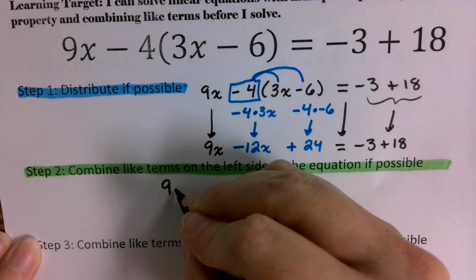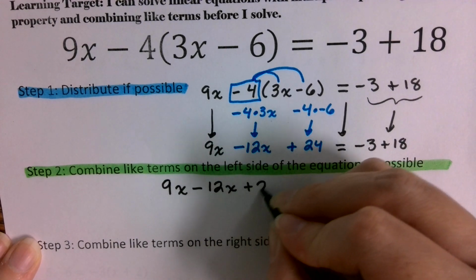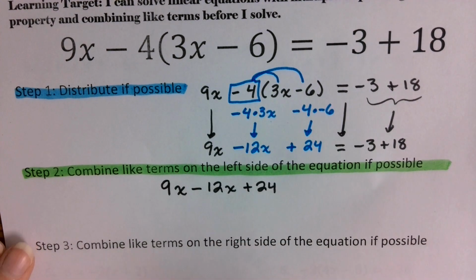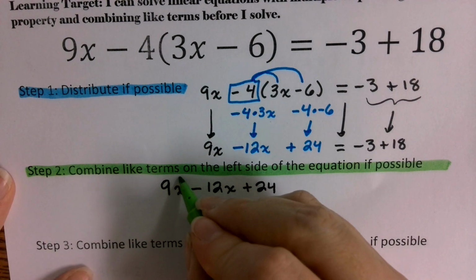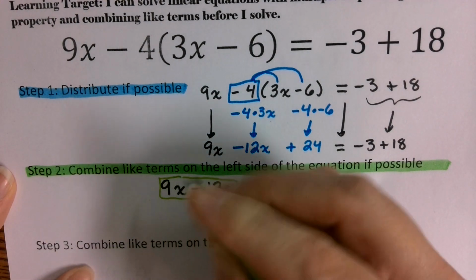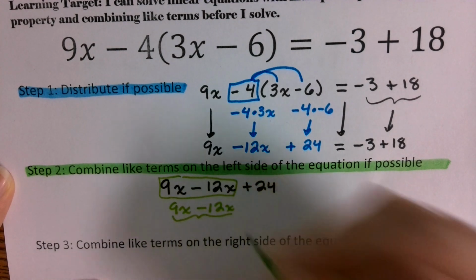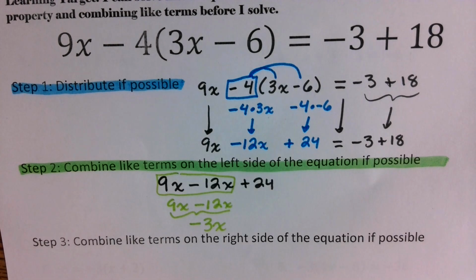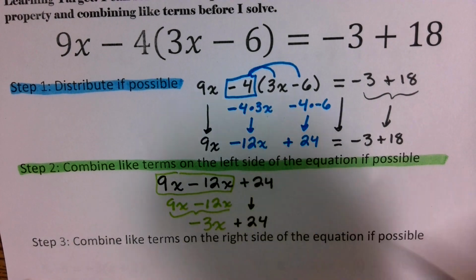So I'm just going to focus on this whole 9x minus 12x plus 24. I'm just looking at the left side of my equal sign. So I'm only focusing on what I can combine together here. What can I combine together in this expression? EJ? 9x and negative 12x. Good. We can combine that 9x and that negative 12x. If we do 9x minus the 12x, that's going to come out to what? Negative 3x. So we have negative 3x. That plus 24 has nothing that we can combine with it, so it stays plus 24.